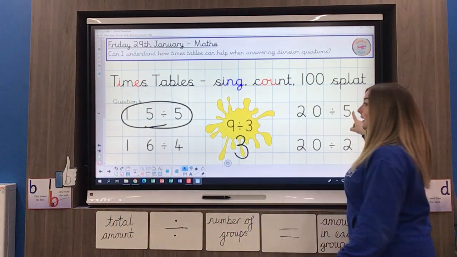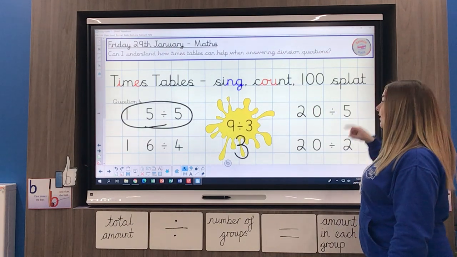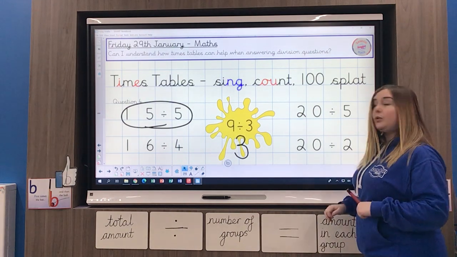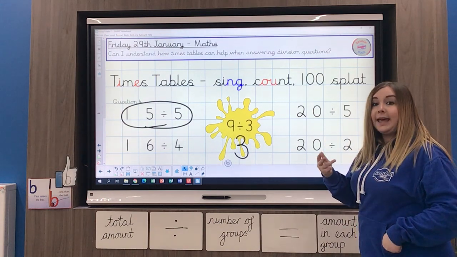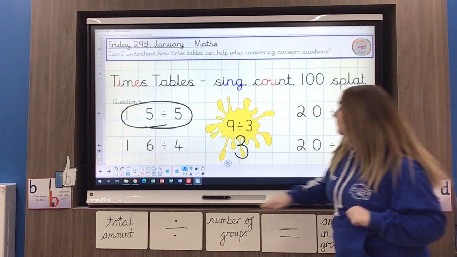Over this side then, 5 into 20. So 20 divided by 5. 5, 10, 15, 20. That one didn't equal 3. And then 2 into 22. 2, 4, 6, 8, 10, 12, 14, 16, 18, 20. That one didn't equal 3 either.